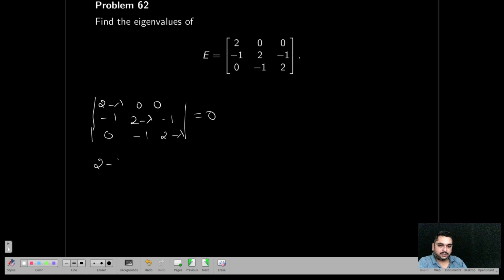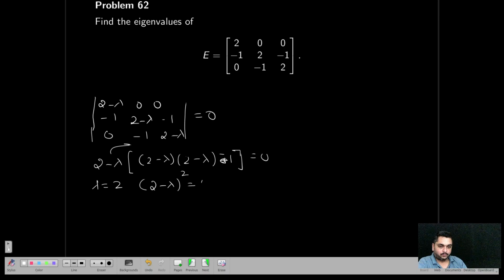Find the determinant: 2 minus lambda into 2 minus lambda into 2 minus lambda, plus 1, minus 1 is equal to 0. So equate this. So lambda will be equal to 2. Then 2 minus lambda whole square is equal to 1. So 2 minus lambda is equal to plus or minus 1. So lambda we will get 1, 3. So 1, 2, 3 are the eigenvalues of this matrix.